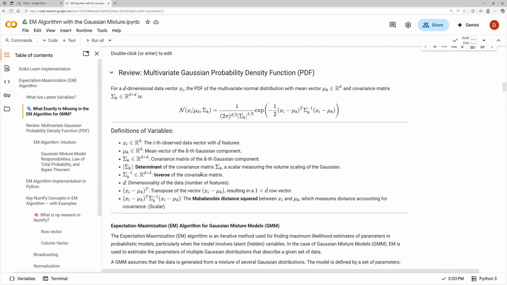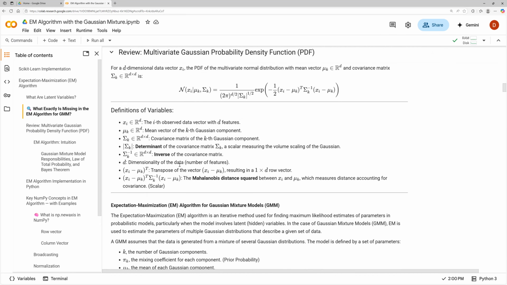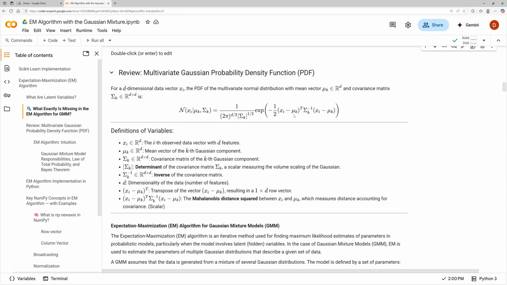This is the inverse of the covariance matrix. D is the dimensionality. Xi minus mu k, transposed, is a vector resulting in a 1 by D. And this is the Mahalanobis distance squared, which measures distance accounting for the covariance. And this is an outer product.